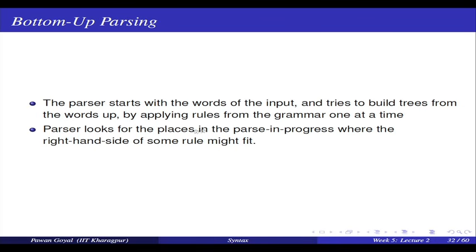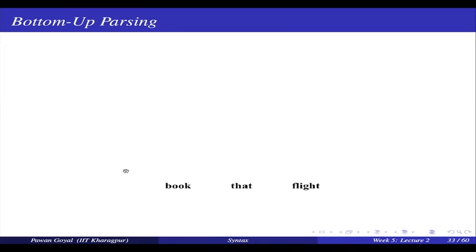The parser looks for the places in the parse in progress where the right-hand side of a rule might fit. In top-down, we were always looking at the left-hand side: if the current non-terminal is this, what is the rule with it on the left-hand side, so that accordingly I generate the right-hand side. Here I am seeing what I already have in the right-hand side, and accordingly I select a rule in my grammar. So let's do this bottom-up parsing.